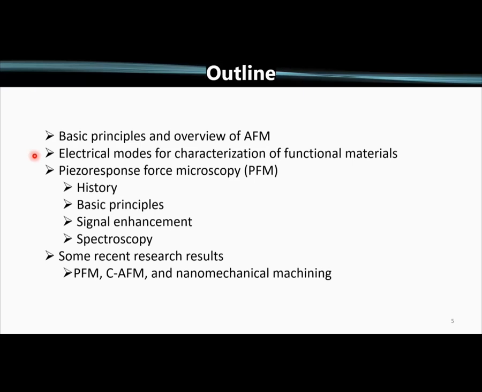Then I'll start going into some more specifics and details, talking about electrical modes, and in particular, piezoresponse force microscopy, where I'll go into some detail of the history, the basic principles, mechanisms for signal enhancement, as well as spectroscopic modes. And then in the second half, I'll be talking about some recent research results from my group, including the use of PFM, conducting AFM, and using the AFM tip to nanomechanically machine surfaces and carve out nanostructures.